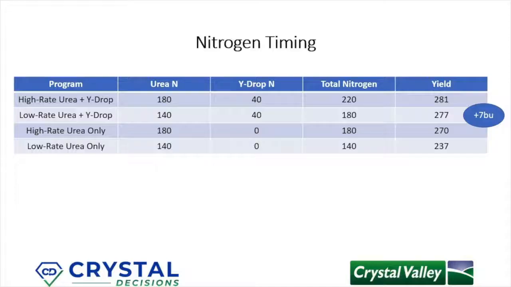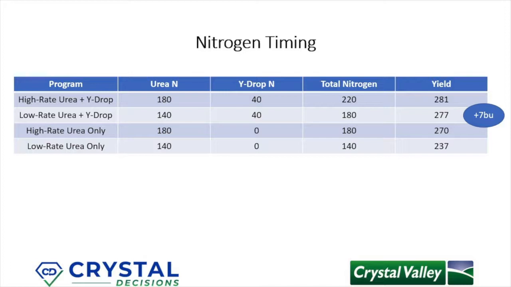This next study was a nitrogen timing. So we had a customer that we did a couple different rates of urea, and then we tied in a Y-drop application. So as we look at that chart, the first block we did was 140 pounds of nitrogen with urea, all by itself. Then we had a high rate of urea, where we did 180 pounds of nitrogen, and then we add in the Y-drop to that. So we had a block where we did 140 pounds of nitrogen up front with urea, moved 40 pounds into a Y-drop application, and then we had one where we did the high rate of urea plus a Y-drop.